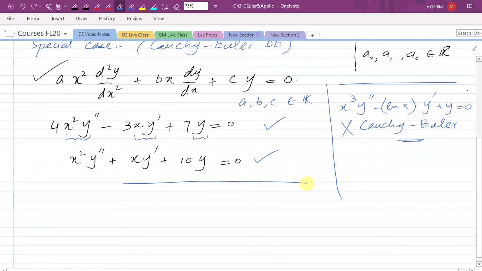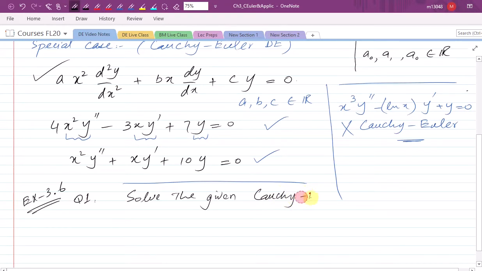What we do is, let me start with an example once again. Our example is from exercise 3.6, question number 1. And the question says, solve the given Cauchy Euler differential equation. As I said earlier many times, sometimes the method is not mentioned in the question, so please be vigilant.